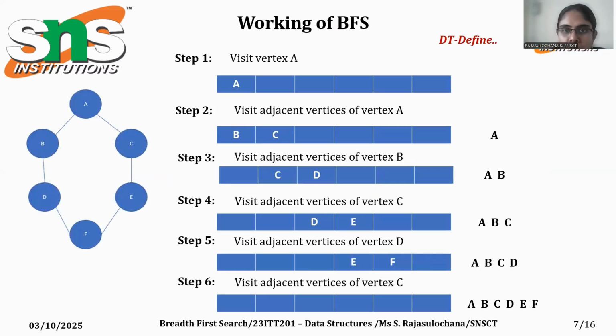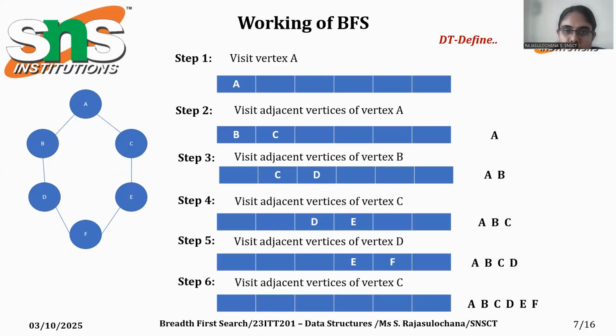This shows the working of breadth first traversal. You start the traversal by visiting one vertex at a time. Here I have initially started by visiting vertex A. That particular vertex is inserted into the queue. Next, you will explore the adjacent vertices of A. Here the adjacent vertices of A are B and C.